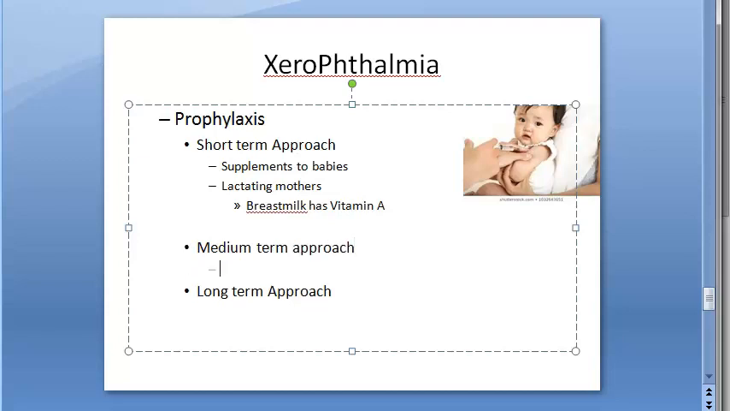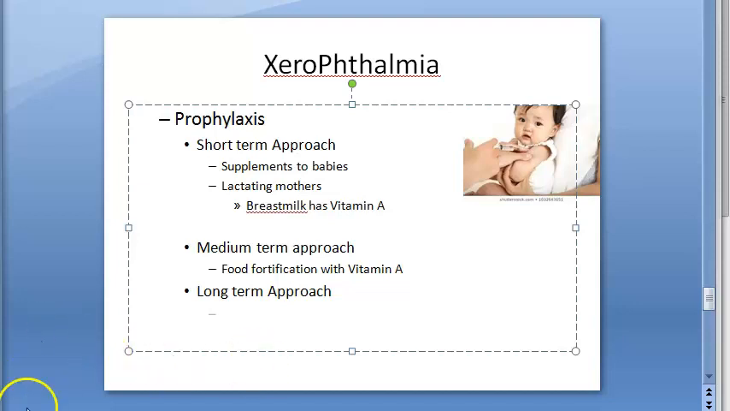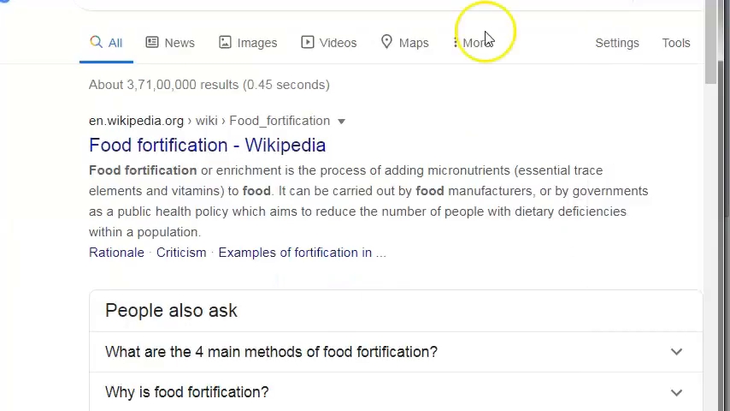Medium-term approach includes food fortification, food fortification with vitamin A. And what is the long-term approach? It should be the ultimate aim. It implies promotion of adequate intake of vitamin A rich foods like green leafy vegetables, papaya, drumsticks, nutritional health education, etc. So hopefully you understood all this. Long term is food rich in vitamin A. Food fortification is where you add micronutrients to food.